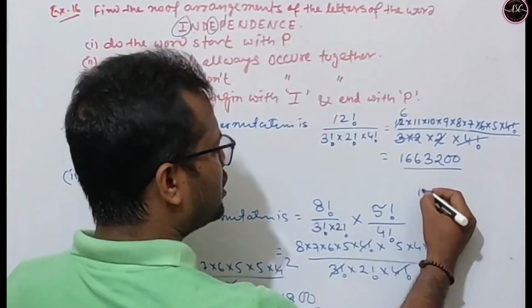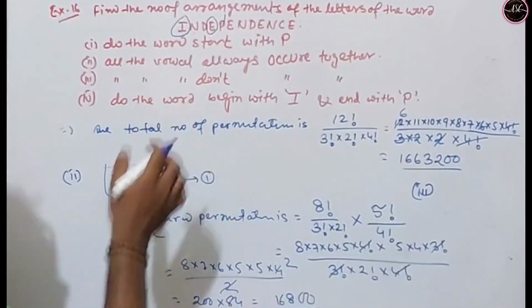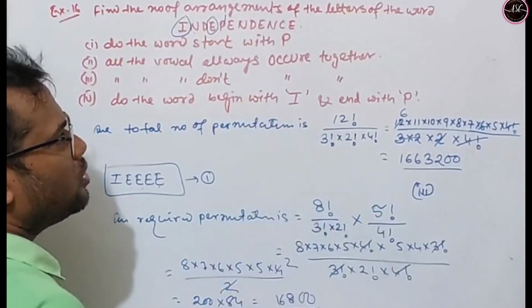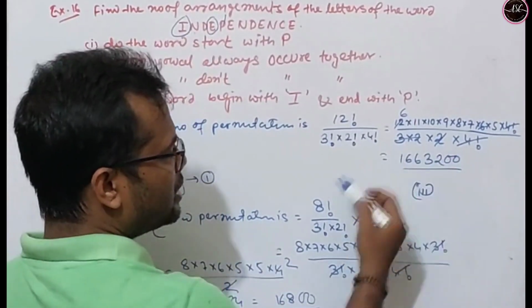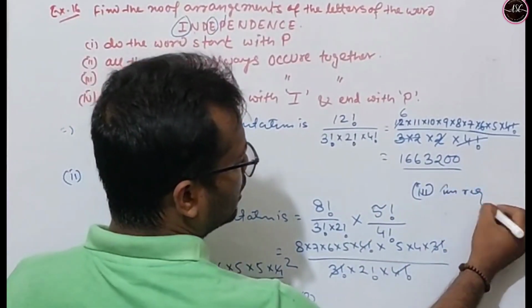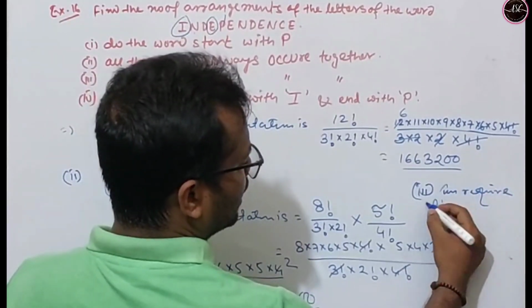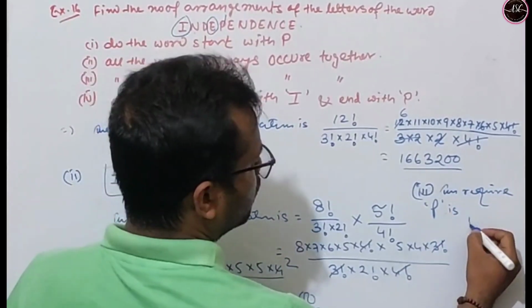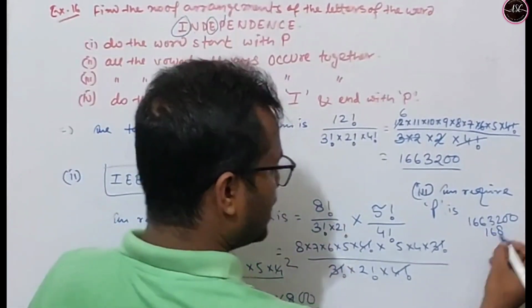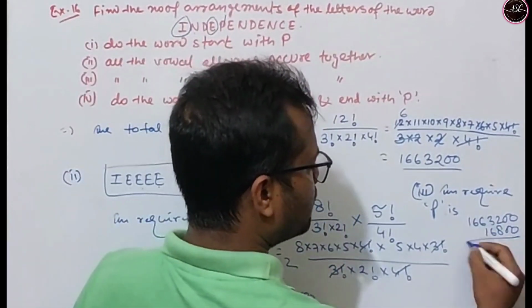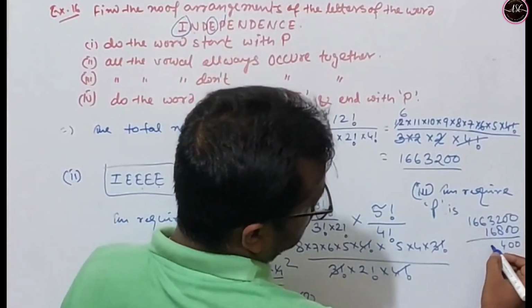Then for question number 3, what will be the permutation number when vowels don't always occur together? So just subtract this from this. So the required permutation, I write P, is 1663200 minus 16800.